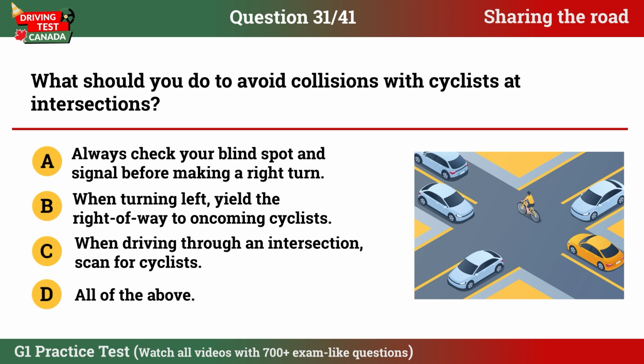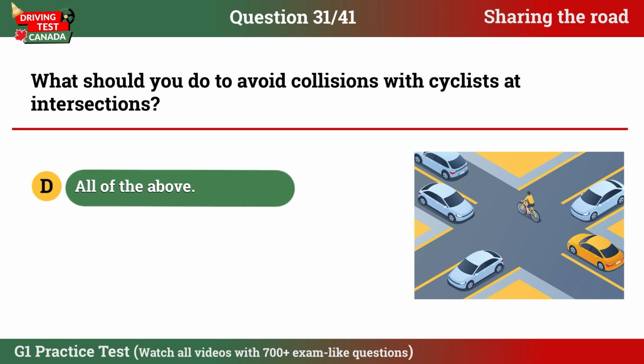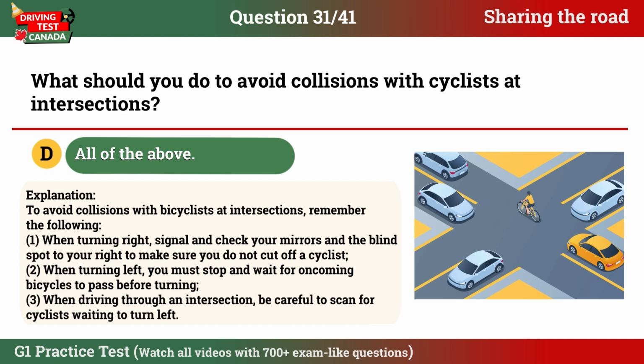The correct answer is D. All of the above. Explanation. To avoid collisions with bicyclists at intersections, remember the following. 1. When turning right, signal and check your mirrors and the blind spot to your right to make sure you do not cut off a cyclist. 2. When turning left, you must stop and wait for oncoming bicycles to pass before turning. 3. When driving through an intersection, be careful to scan for cyclists waiting to turn left.